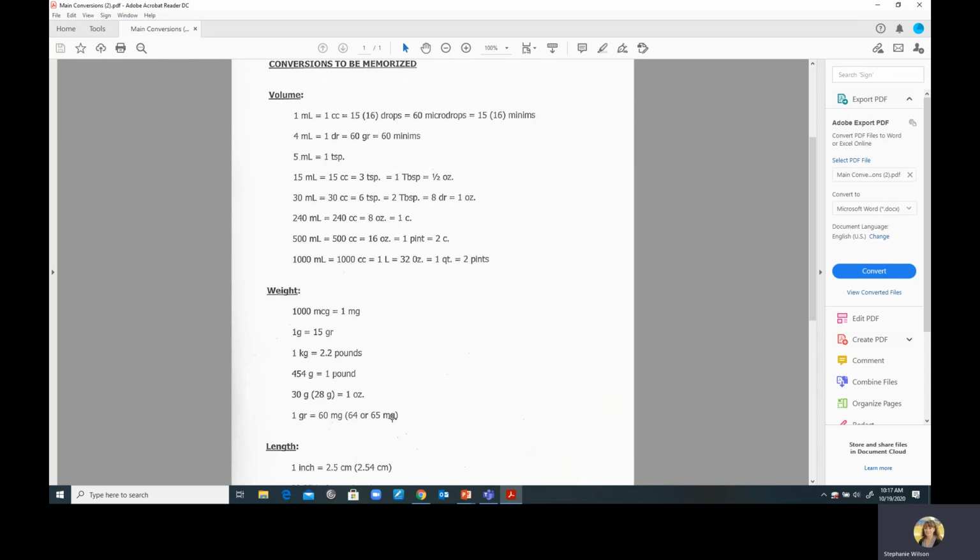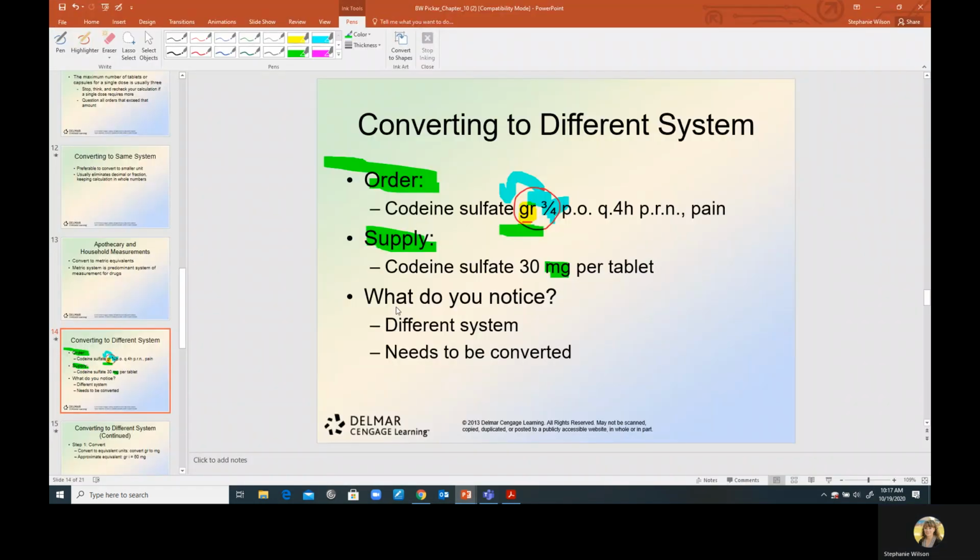The parentheses are also another rounding, so we're going to stick with just the 60 milligrams. Now let's get back to our problem. Here it says 1 grain is equal to 60 milligrams. So knowing this, we can actually do our needed conversion. This is the part I was telling you guys you could have done first, so I'm going to do it first.